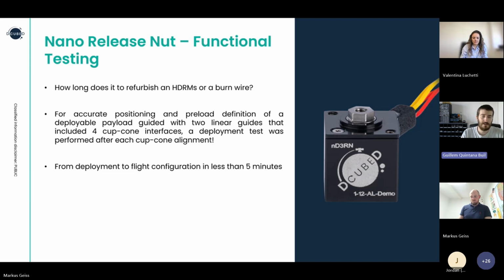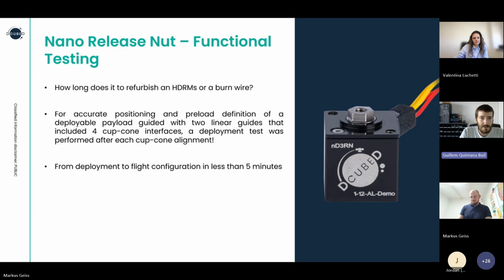So they were folding the deployable, locking it with our mechanism, with none of the cap cones making contact. They were adjusting manually one cap cone, just one, both in location and in preload. They were measuring, and after that, they were deploying the entire thing. They were folding it back, adjusting the second one, and so on. So just for the adjustment of the payload, they had to do 4 different deployment tests.